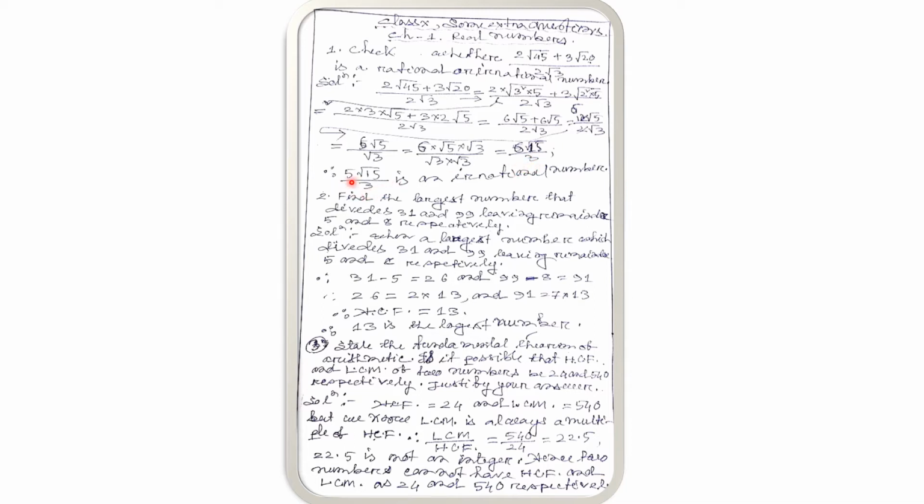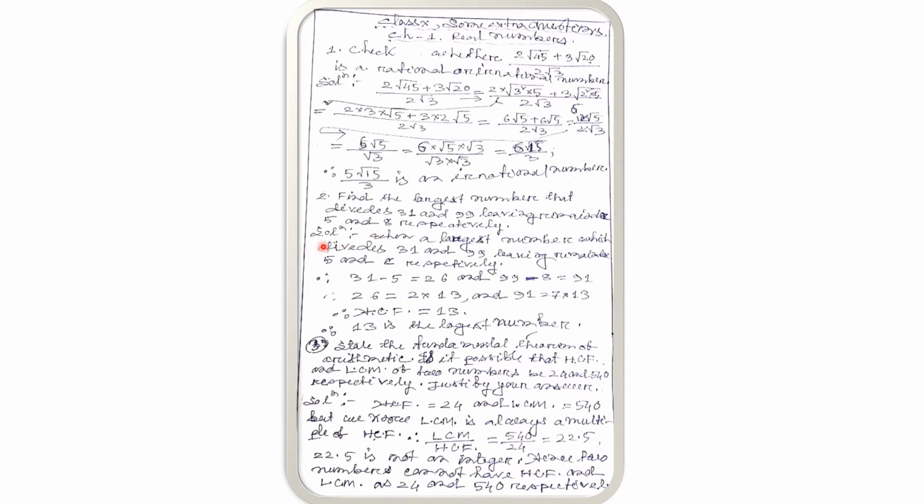So 6 root 15 by 3 is an irrational number. You can cancel: 3 into 6, 2 root 15 it will be. 2 root 15 is also an irrational number. So remember it, 6 root 15 by 3 is an irrational number.